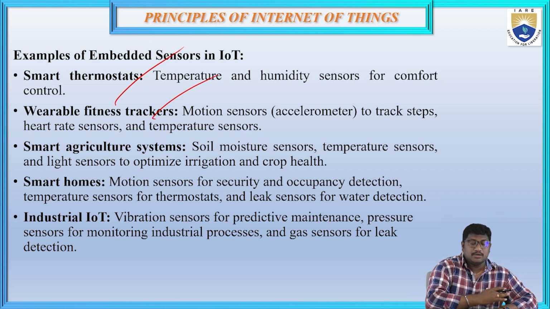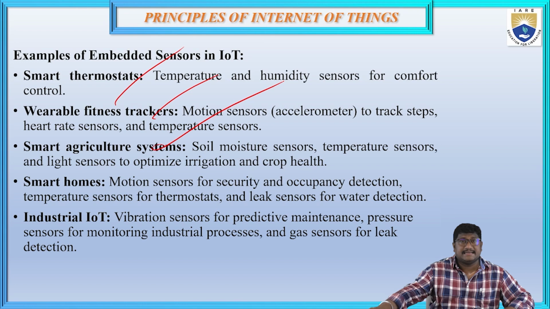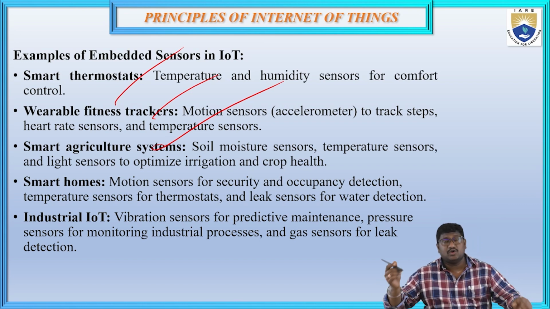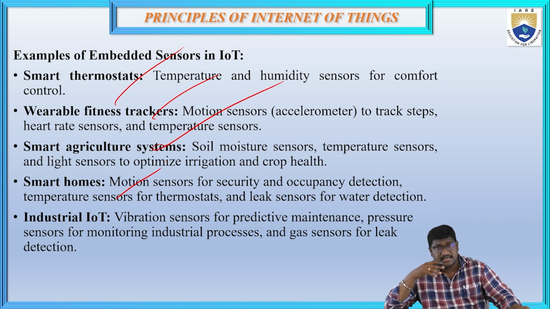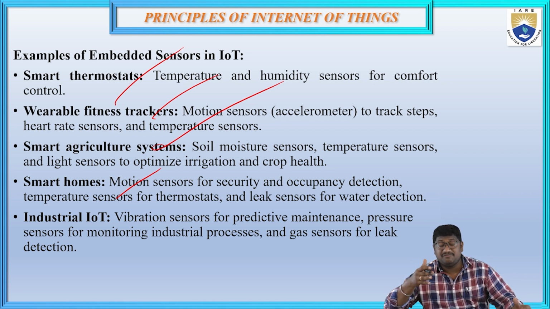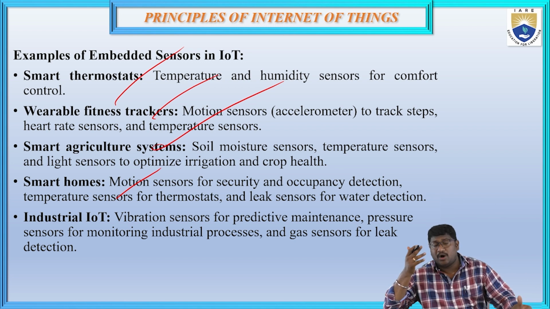Also have a look at the third example, the smart agriculture system. It uses a soil moisture sensor, where the temperature sensor and light sensors are used to optimize irrigation and crop health. And smart homes play a major role. Why? Because of motion sensors for security and occupancy detection, and temperature sensors for thermostats. If there is any gas leakage, gas sensors will detect it, and also water leakage. Anything can be detected easily in smart homes with the help of these embedded sensors.